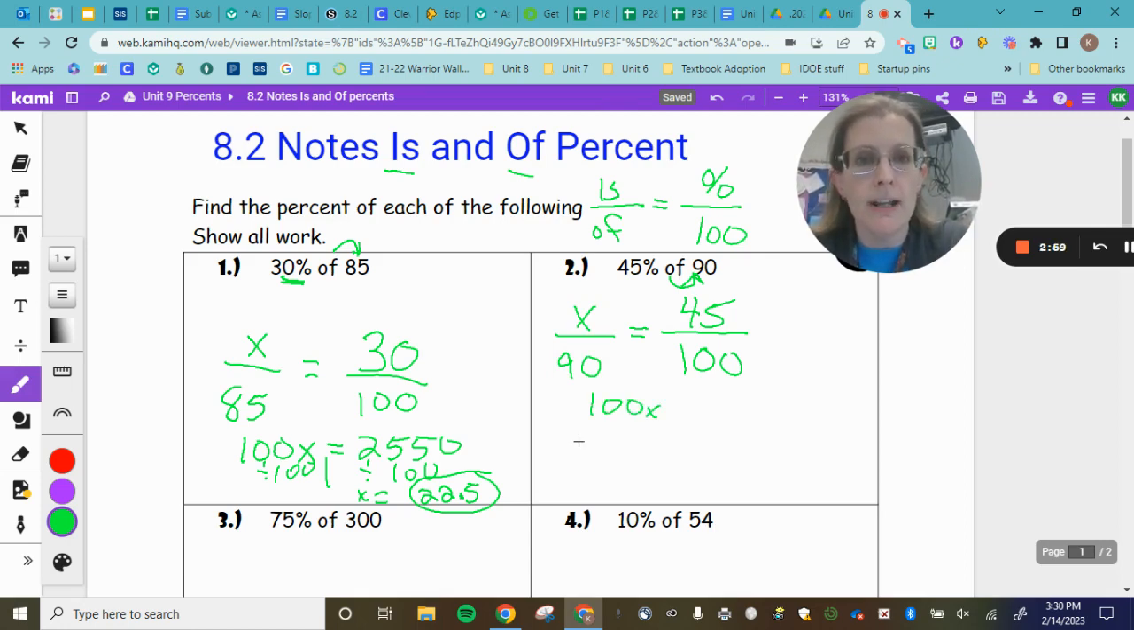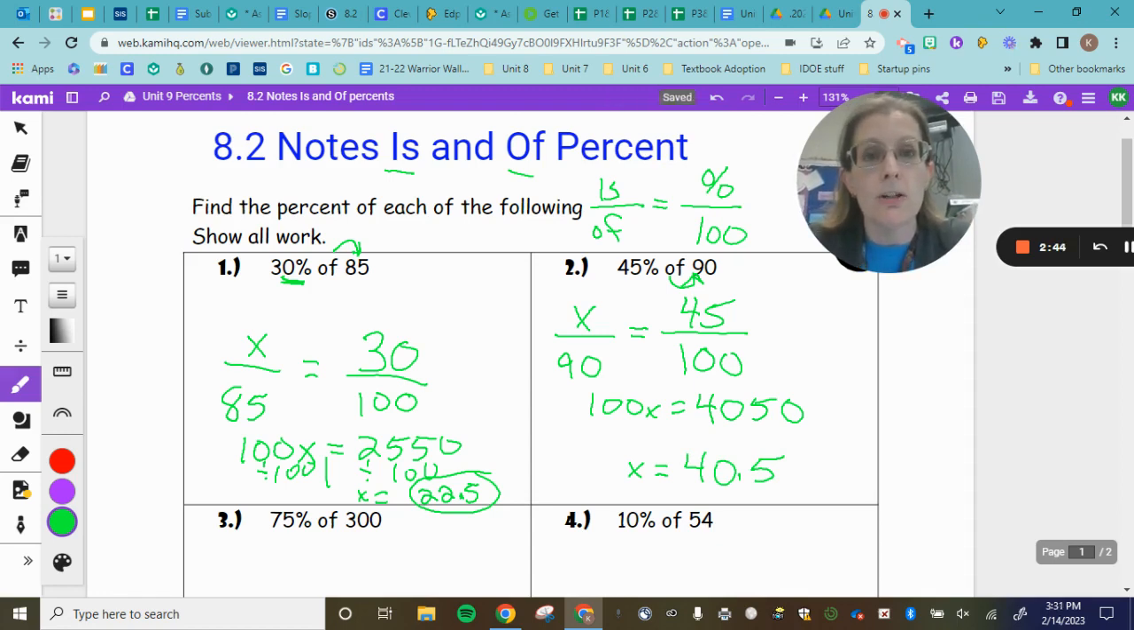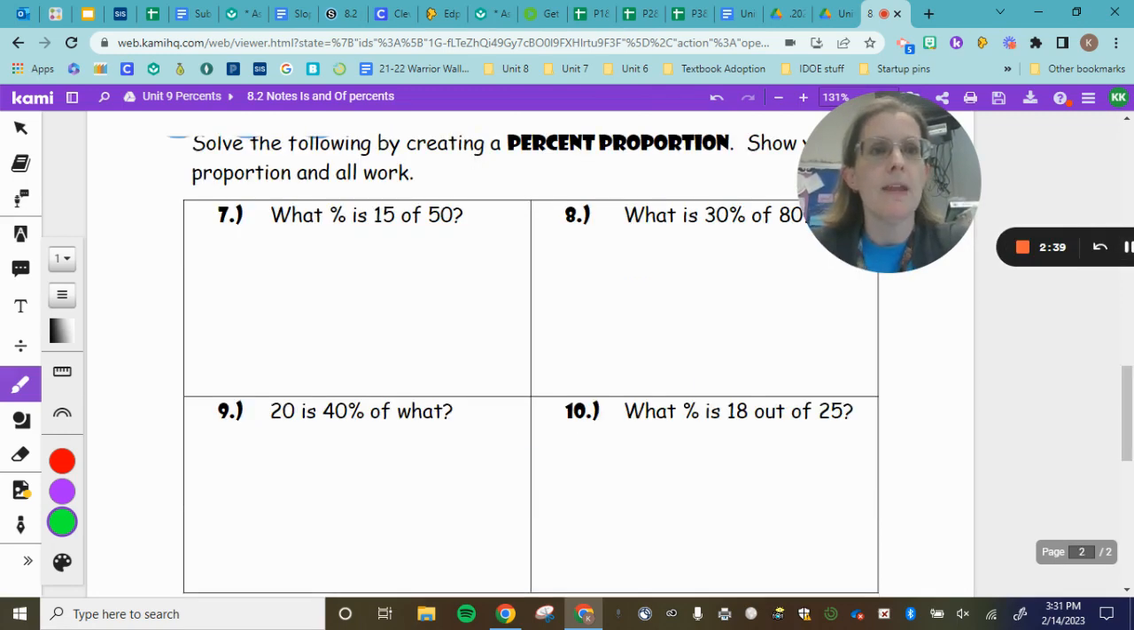We'll get 100x equals 40,050. And then we'll divide both sides by 100 to get x equals 40.5. Now you're going to try 3, 4, 5, and 6. You're going to check your proportion with the Edpuzzle video, and then you're going to check your cross multiplying with the Edpuzzle video. Now we're going to talk about other types.